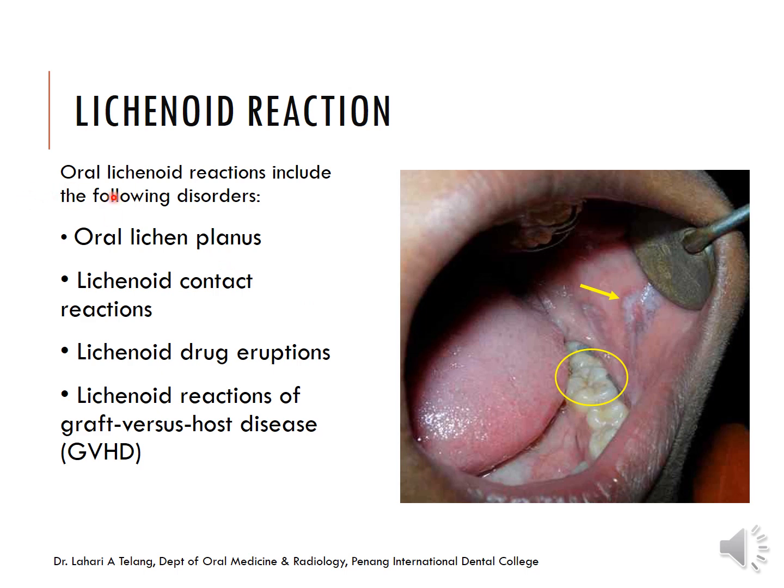So the lichenoid spectrum involves oral lichen planus, lichenoid contact reaction, lichenoid drug eruptions, and lichenoid reactions of graft versus host disease. So we're not going into the entire details of this. What the slide is aiming to get you to understand is the difference between the two diseases.